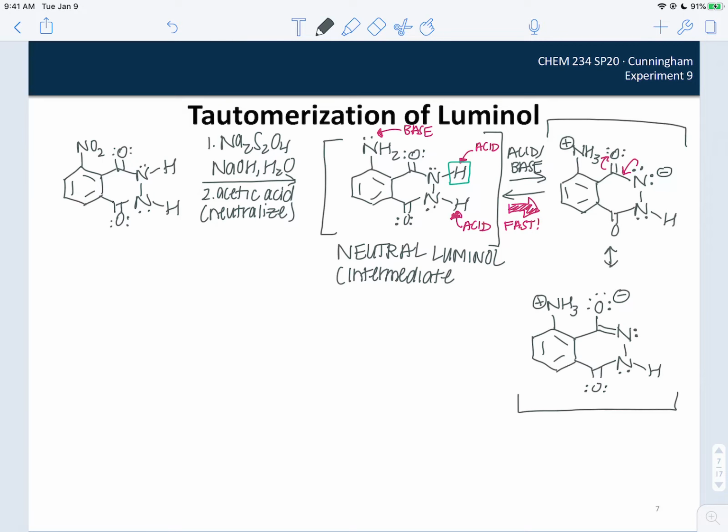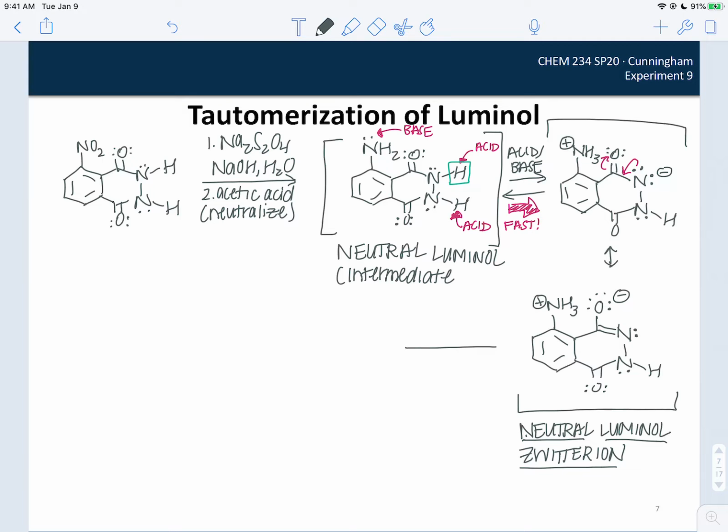So we've got these two different resonance forms of what we call our neutral luminol, because we are still overall neutral. But we call this our zwitterionic form. Zwitterions might sound familiar from biochemistry and amino acids. So here we've got our zwitterionic form of neutral luminol.